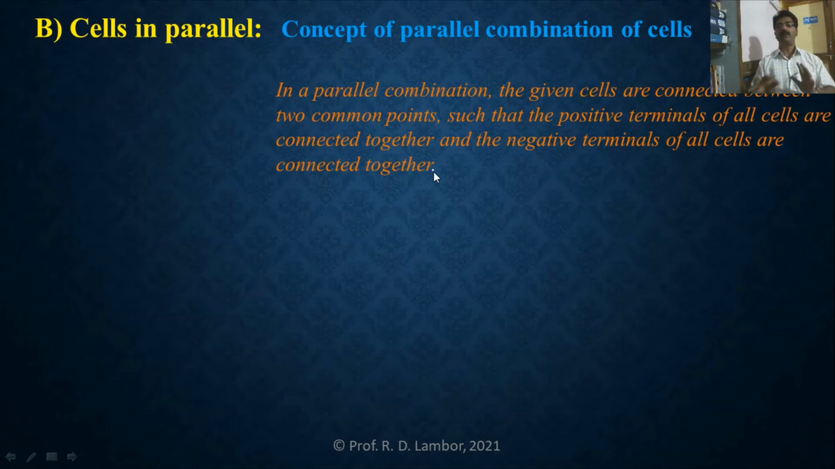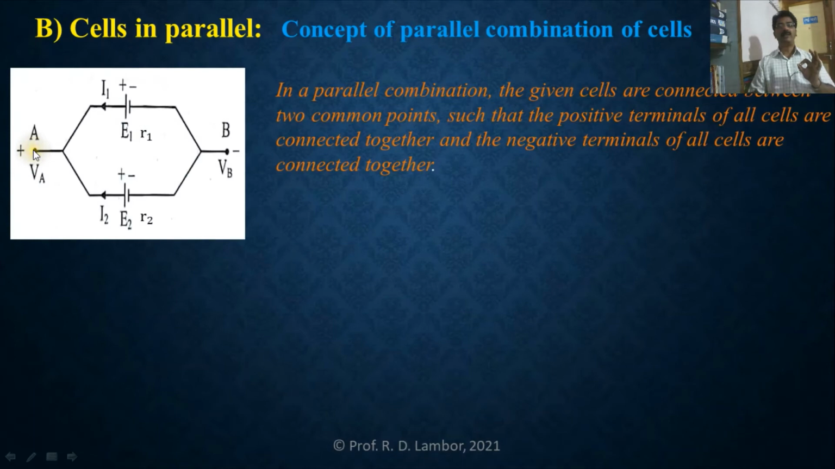Here we will refer to one diagram which explains cells in parallel. See here, these are the two common points A and B, and between these two common points, two cells are connected in parallel combination. The first cell is along this electrical path, the second cell is along this electrical path. So there are two branches of the circuit. In the first branch, the first cell is connected, and in the second branch, the second cell is connected.